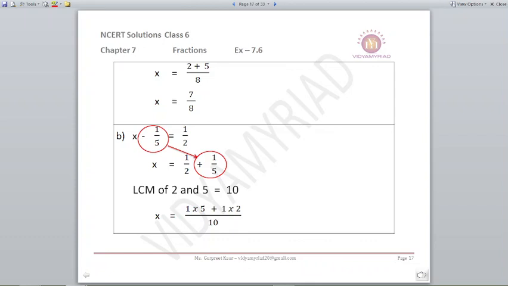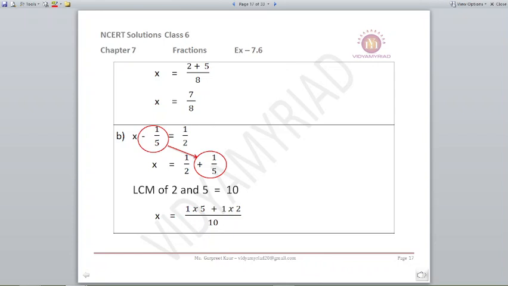B part. X minus 1 upon 5 is equal to 1 upon 2. So x will remain on the left hand side and minus 1/5 will be taken on the right hand side. So x is equal to 1/2 plus 1/5. Please remember to change the sign. Minus will become plus, plus will become minus if you are changing the signs from right to left or left to right. Please take care of the sign.